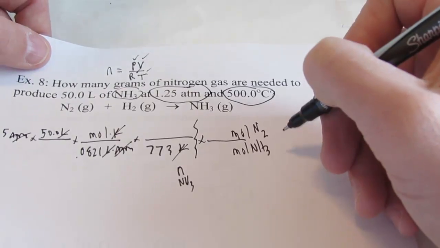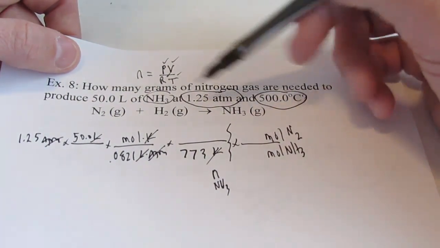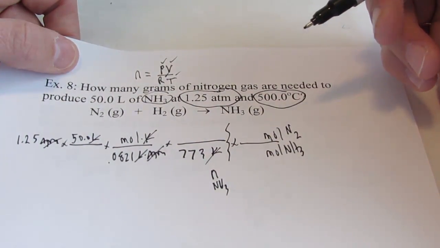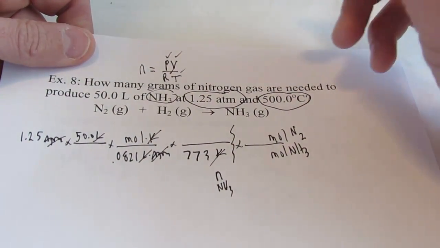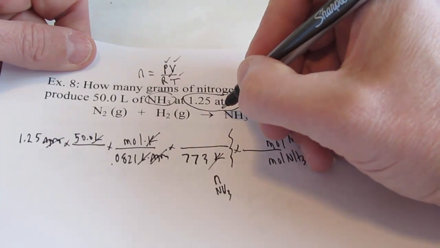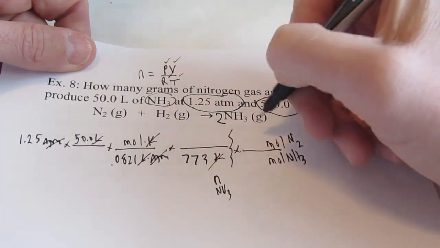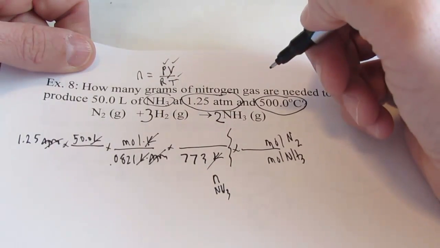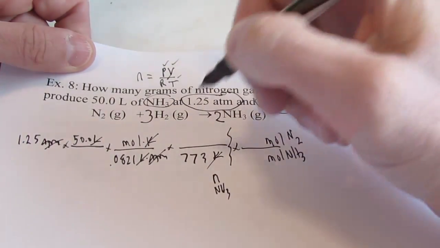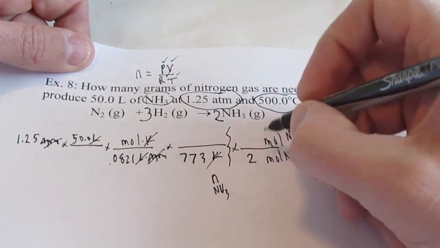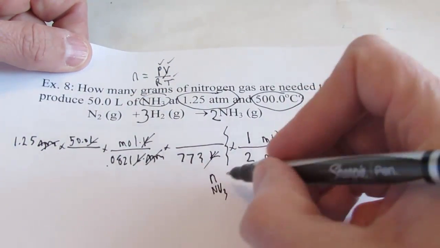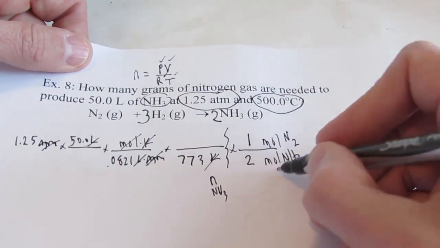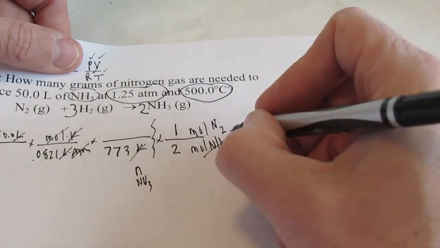Now what's that mole ratio? Is it 1 to 1? No, it's not. What didn't I do yet? I didn't balance the equation, did I? So let's put a 2 in front of NH3 and a 3 in front of H2, and that should balance it for me. So the mole ratio is 2 NH3s for every 1 N2. Okay, so now moles of ammonia are gone, and I'm in moles of nitrogen gas.